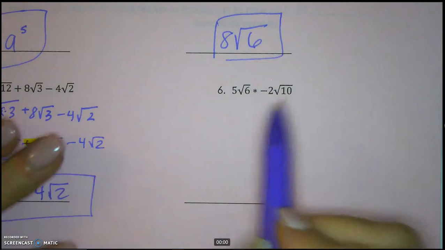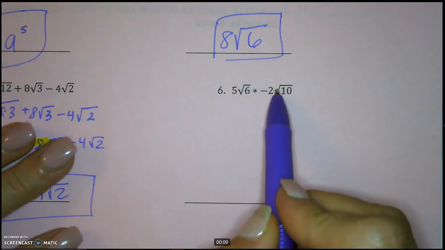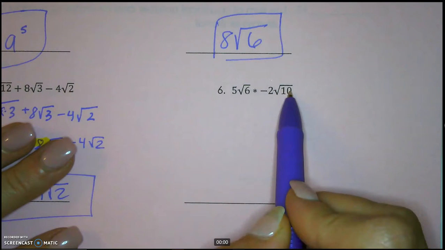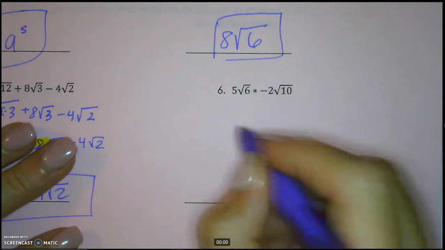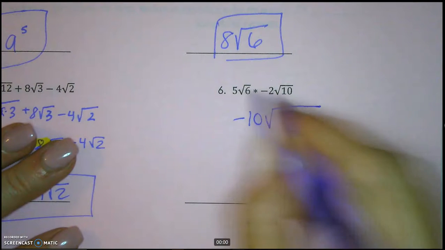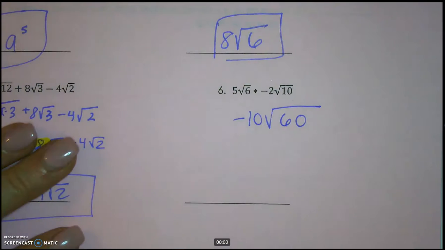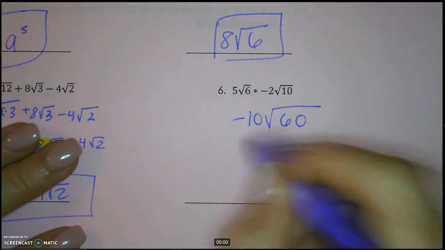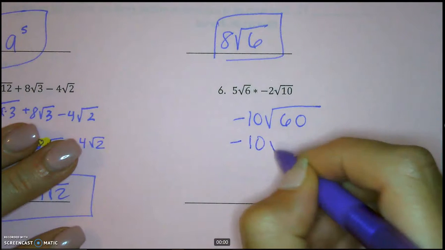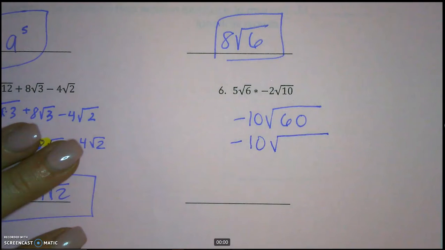Okay, and last but not least, we have multiplication. For multiplication, you do outside times outside and inside times inside. So 5 times negative 2 is negative 10. Inside times inside is 60. But here's the issue. A lot of you guys left your answer unsimplified. You can most definitely take out a perfect square from 60, right?